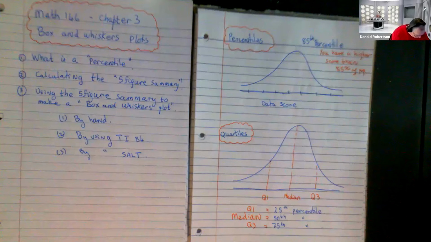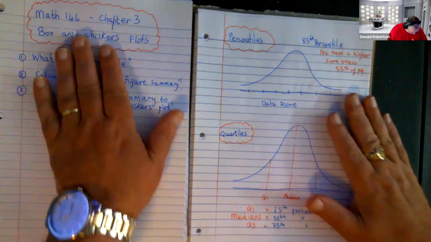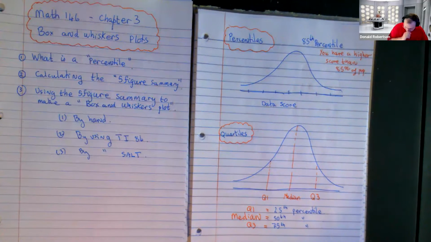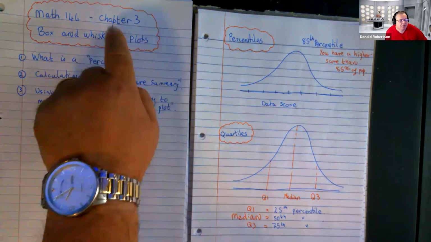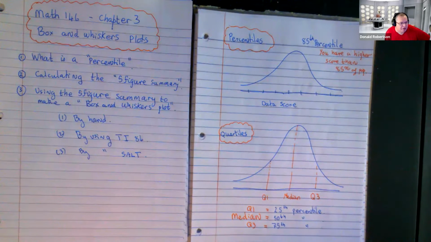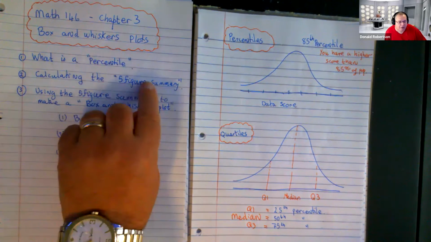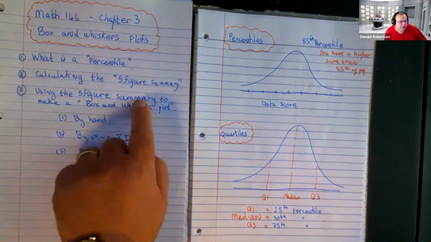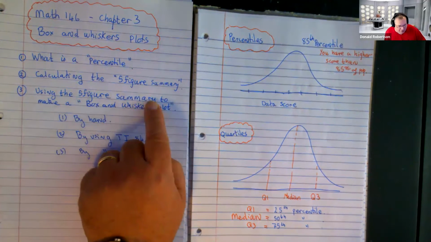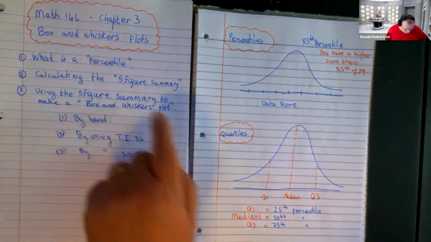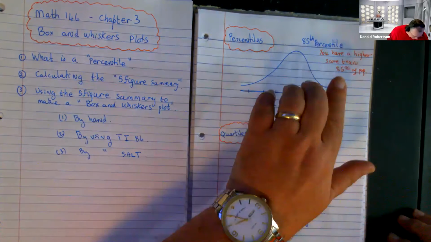Well, good morning, everyone. We are going to be looking at our next section, chapter 3, box and whiskers. There are really a couple of things we're going to do before we get into how you create this picture called the box and whisker plot. We're going to find out a little bit about percentiles and how to calculate a 5-figure summary, and then how to use that 5-figure summary to create these box plots. So let's look at the first thing.